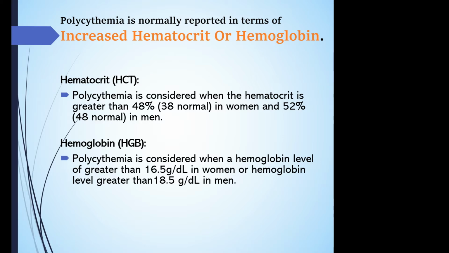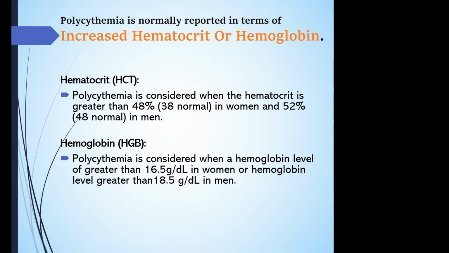So first of all, if we see the hematocrit, polycythemia is considered when hematocrit is greater than 48% in women and 52% in men. So normally the hematocrit which is present in a normal person is 38% in a woman and 48% in a man. However, in case of polycythemia, the concentration will be increased to 48% in women and 52% in men.